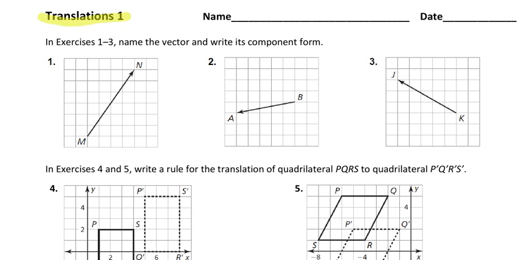So the name of the vector is going to be very similar to what we used to do with naming rays. So we start here and we go to A. So that's how we name it. The name of the vector will be BA, with an arrow going from B to A. And now we're going to write the component form. And for that, we need to see how many units we moved horizontally or vertically.